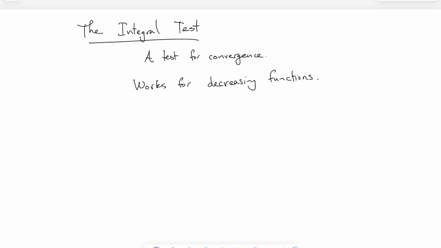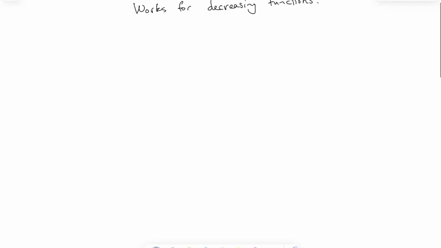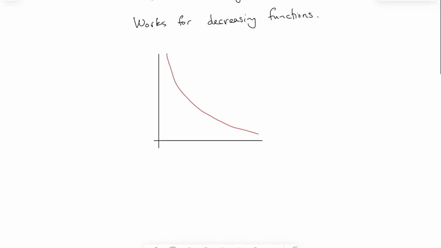And the picture you should have in mind is something like this. It's a picture that I drew last time, but I'm going to draw kind of like three of them. Something like this, right? This is like the graph of 1 over x, although it doesn't have to be 1 over x. This works for any decreasing function.